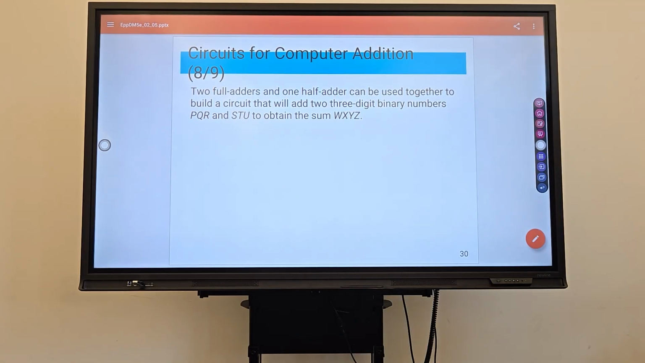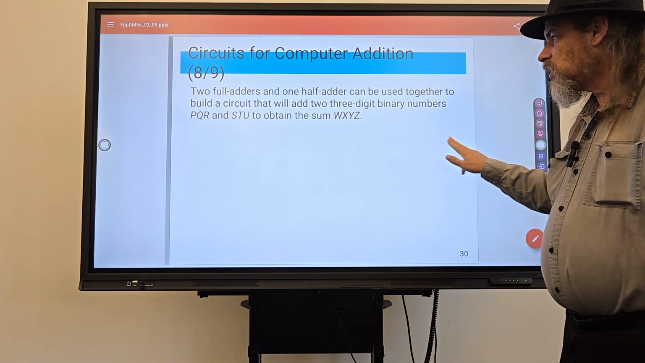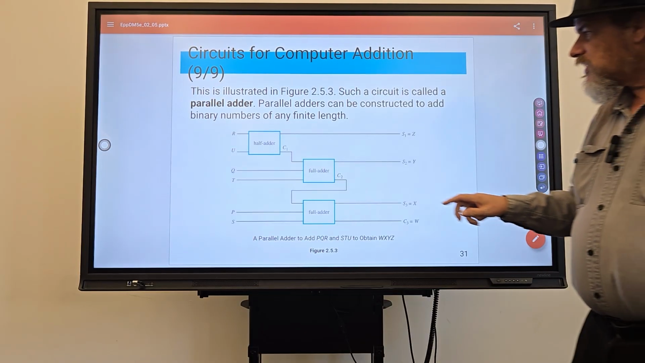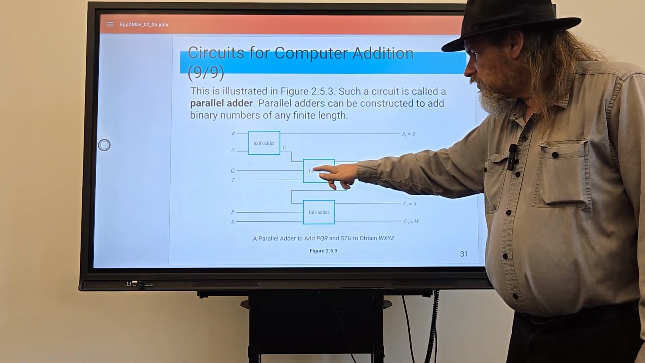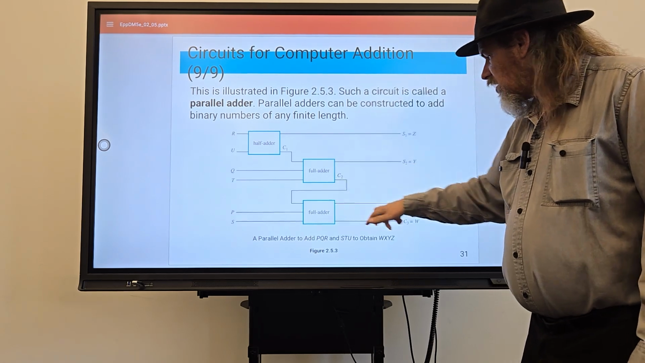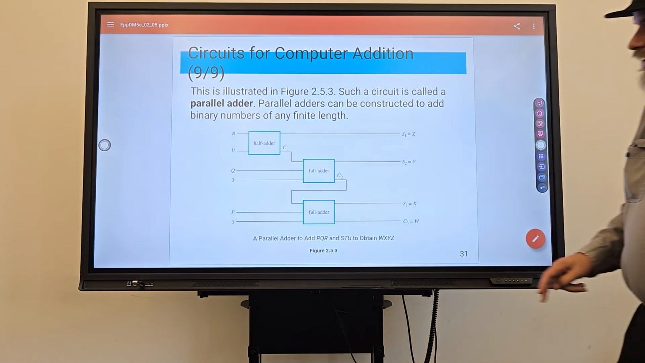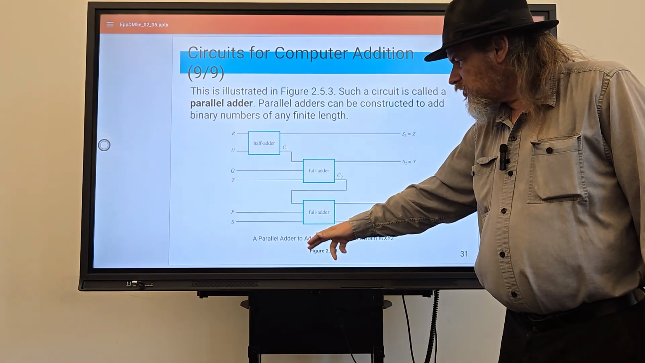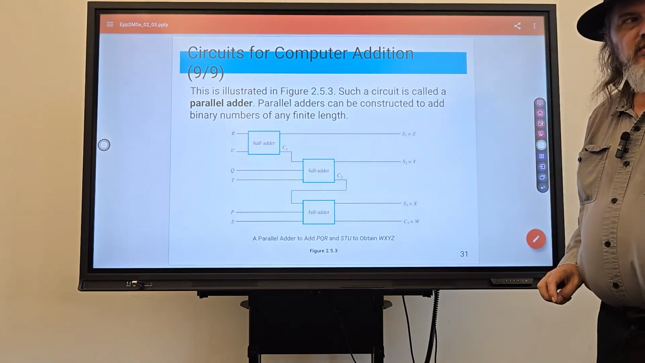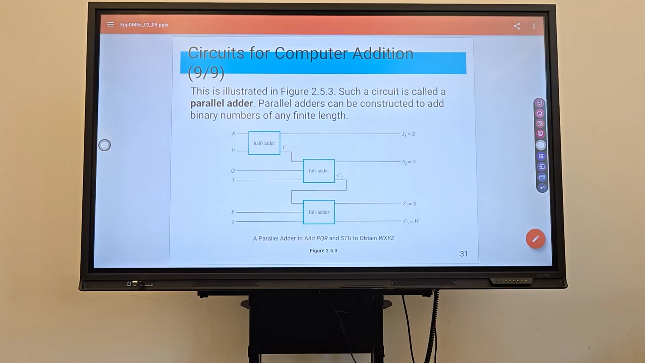Two full adders and one half adder can be used together to build a circuit that will add two 3-digit binary numbers, PQR and STU, and obtaining the sum WXYZ. You cascade the carries from the half adders and the full adders into the next columns. This produces what is known as a ripple adder, because the carries ripple down through the circuit until the final result is valid.